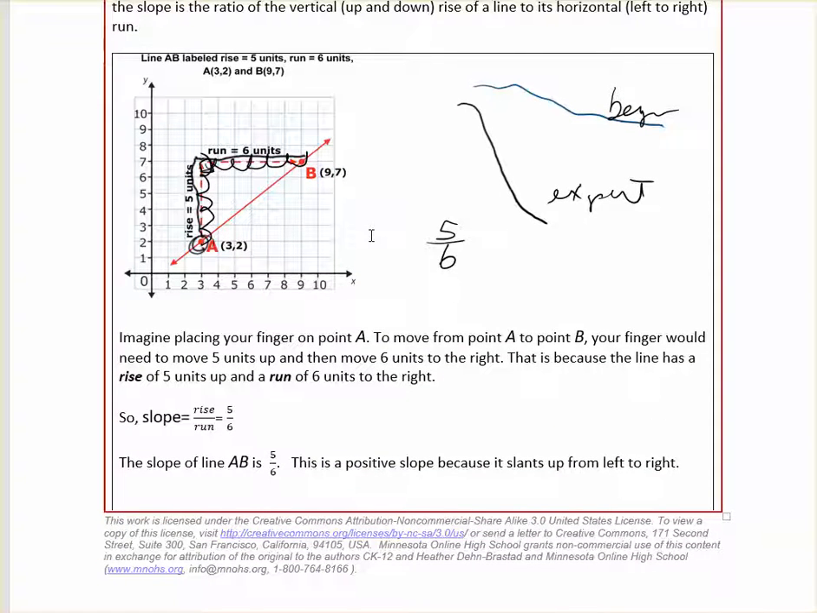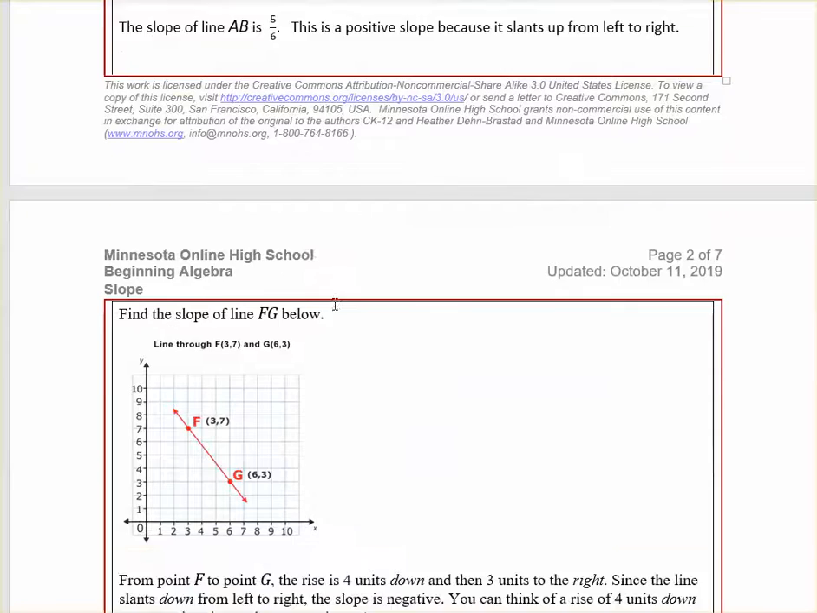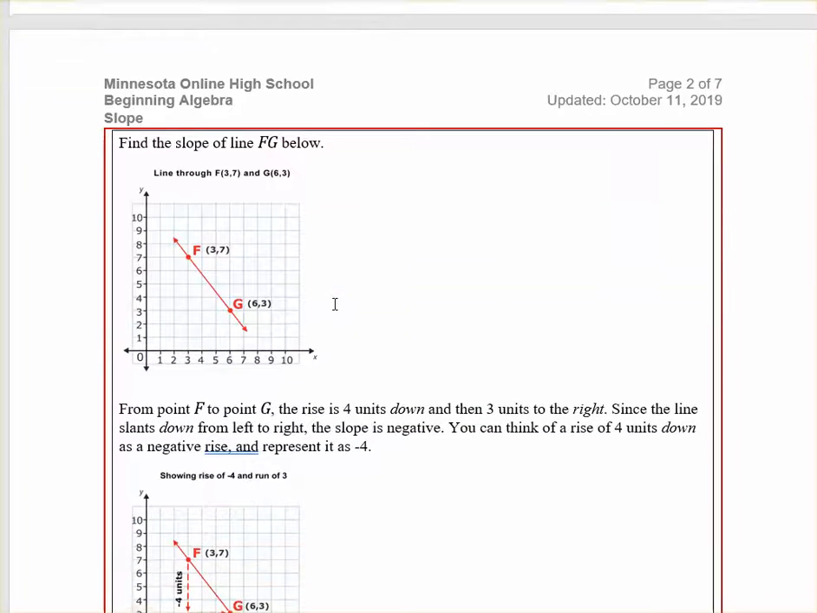So this is a positive slope. It's going uphill from left to right. We looked a little bit at this in the Gizmo activity as well. And now we're going to look at some negative slopes.